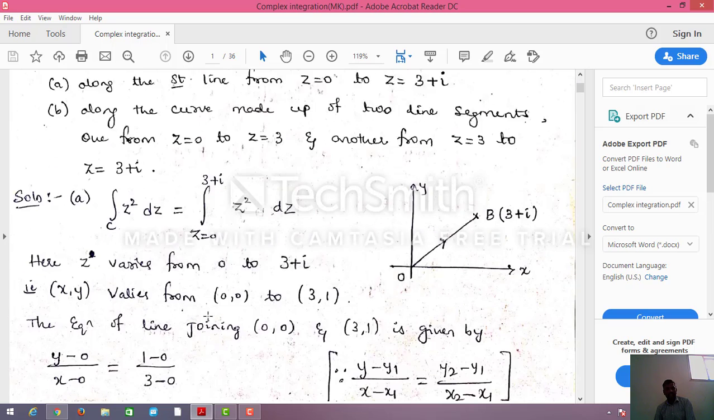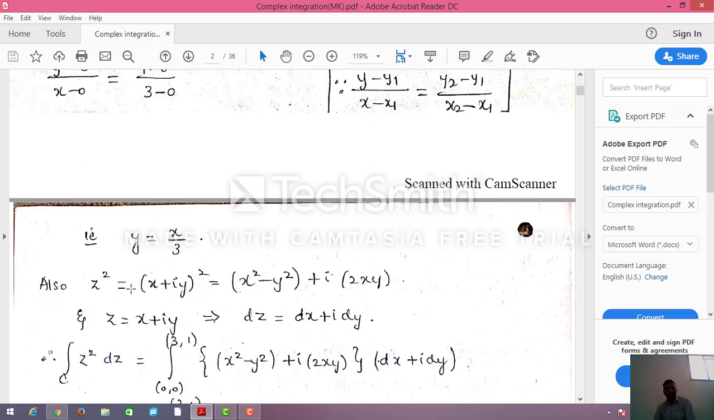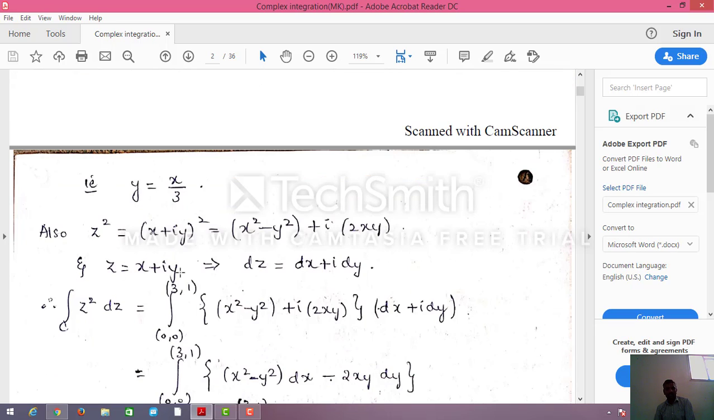Next, see here in the integration, z square is there. So z square equals x plus iy whole square. If you simplify this, using a square plus b square, that is x square minus y square plus i into 2xy, we expand this and i square value is minus 1. Right, z equal to x plus iy, and dz equal to dx plus i dy.